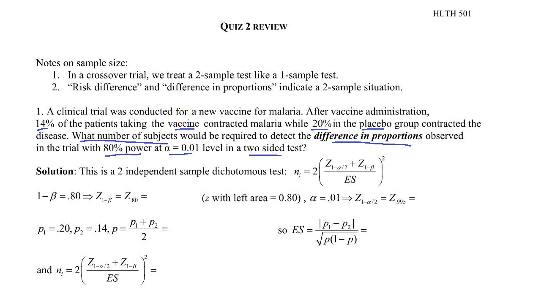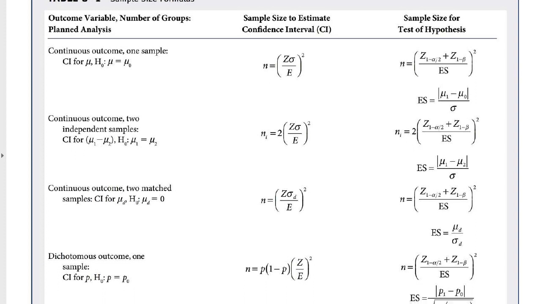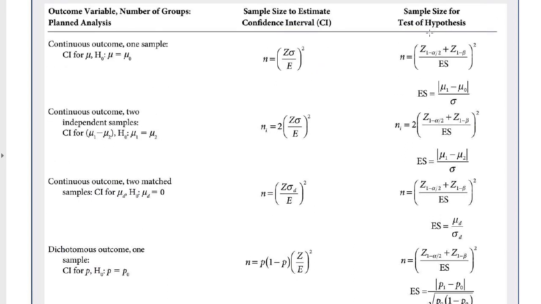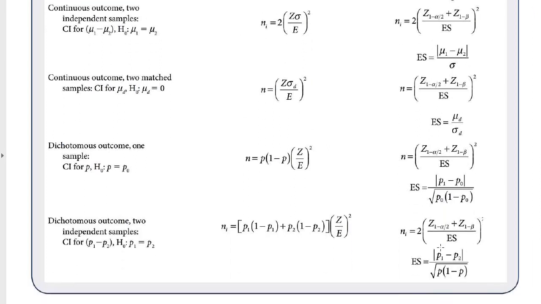So if we go to table 8.1, which is our sample size formulas here, we are looking for dichotomous 2 sample. So dichotomous 2 independent samples here. This first column is for confidence intervals, and the second column is for hypothesis test. We're looking at a hypothesis test. So that is this formula here. That is a square in the exponent. And then ES, remember, is effect size.